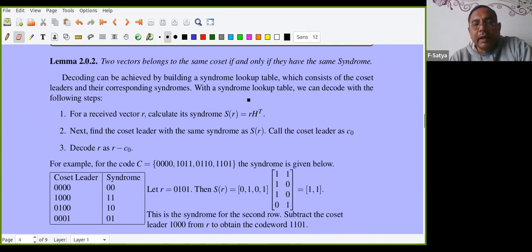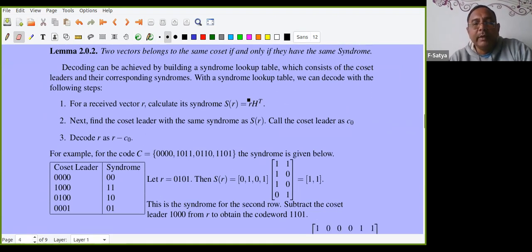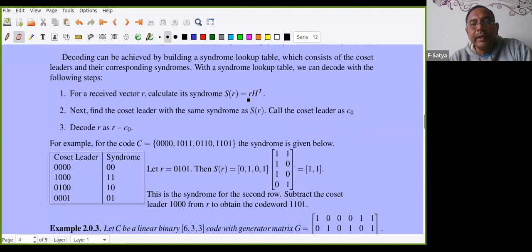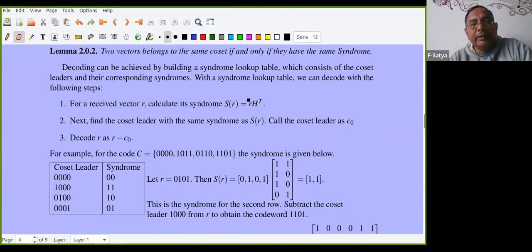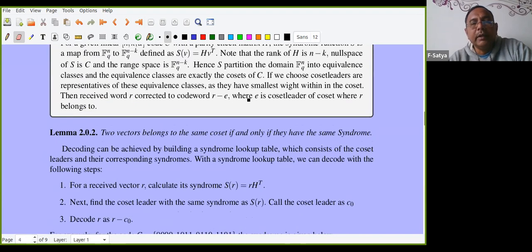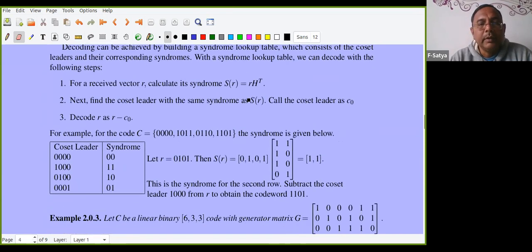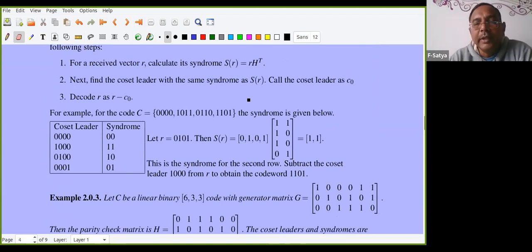For a received vector R, calculate the syndrome R times H power T. Next, find the coset leader for the same syndrome S of R. The coset leader is C0. Then decode R as R minus C0. I think I also wrote here that the received word R can be corrected to the codeword R minus C, where C is the coset leader. Any questions? I am not showing yesterday's examples. Do you remember those? Is it okay or not okay?